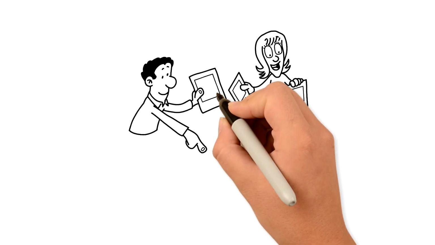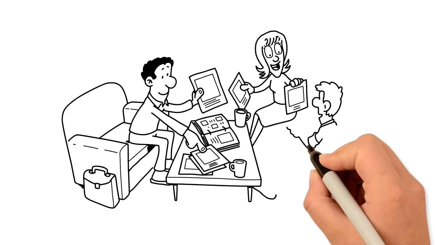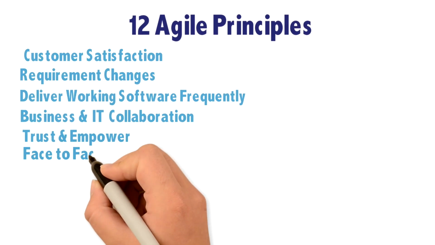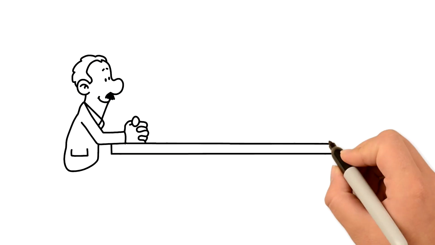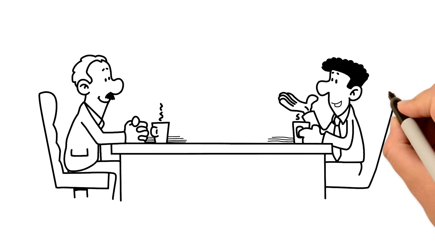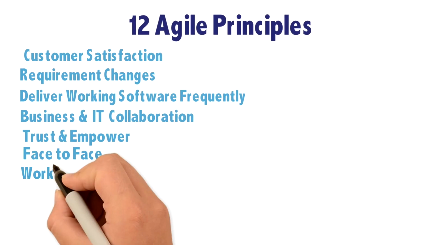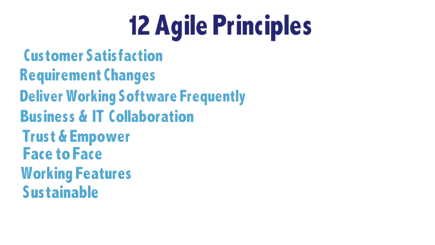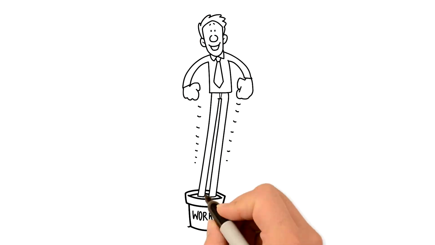Trust and empowerment. Build projects around motivated individuals, give them the environment and support they need, and trust them to get the job done. Face-to-face. Face-to-face conversations are the most efficient and effective ways to communicate. Working features. Working features are the principal measure of progress. Sustainable. Sustainable development and able to maintain a constant pace.